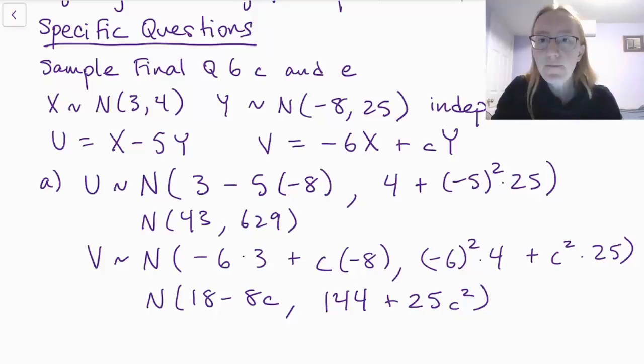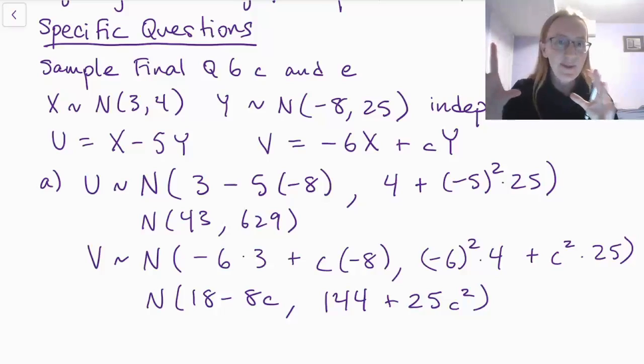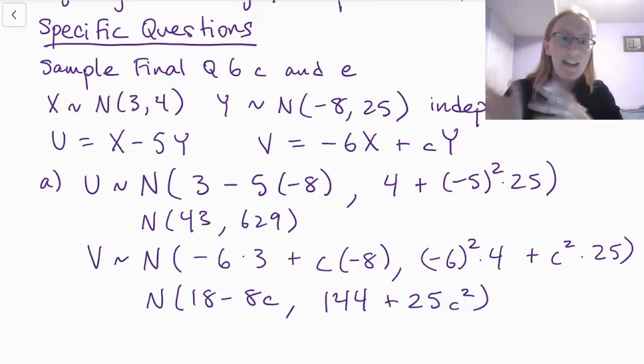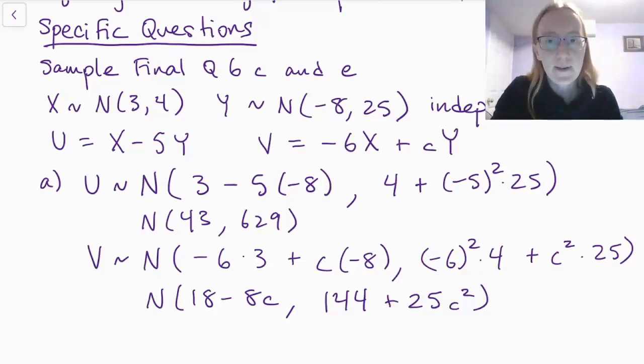For B, we want to find the value of B such that the probability that U is less than B is 0.975. I'm going to skip that because nobody asked about it. But that's something that you can find using the normal tables. You take your normal, subtract the mean, divide by the standard deviation, and then you have a standard normal, and then you can look up the appropriate percentile in the normal table. In this case, it's looking for the 97.5th percentile, and so you can solve for that.